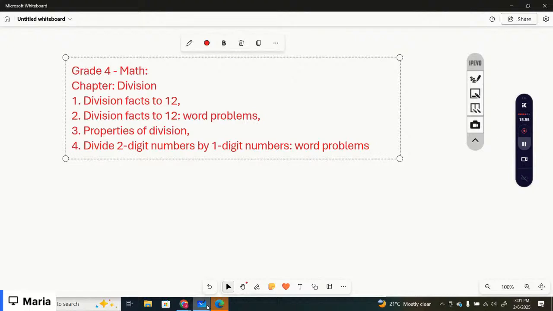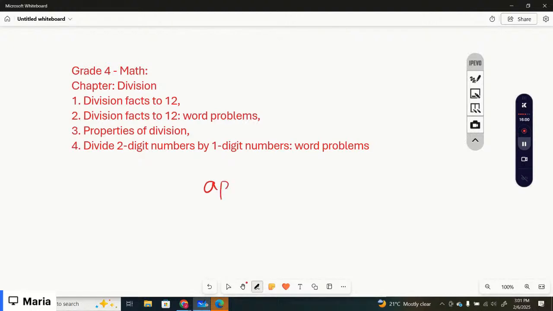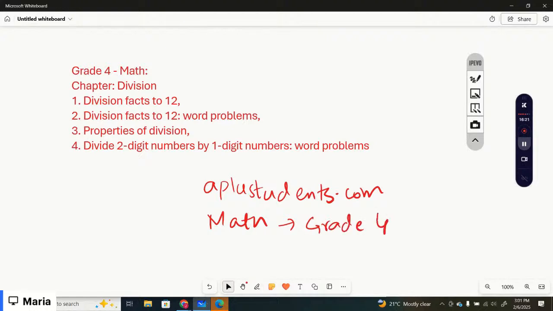We are here for grade 4 math. You can find all the lessons on aplusstudents.com. You have to log in there using your email address and password as provided by the administrator. Then select math from the subject tab, scroll down to grade 4 math, and click on view all lessons. There you can find a list of the chapters. You're going to start with the chapter division.